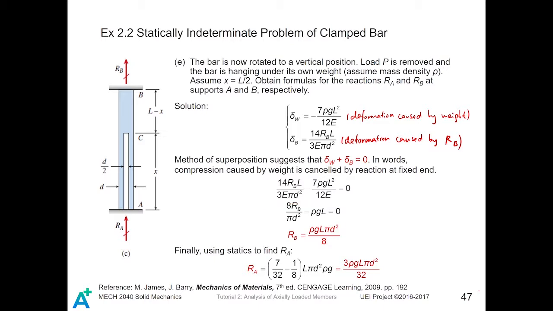Then we do some simplifications to get the reaction at B, which is rho GL pi d squared divided by 8. Finally, we use the equation of statics found previously to get the reaction at A, which is 3 rho GL pi d squared divided by 32.